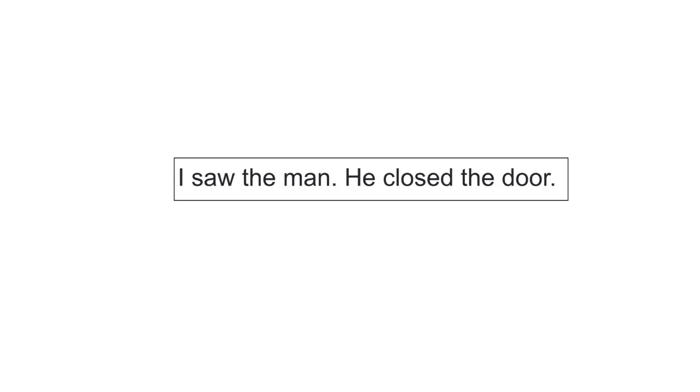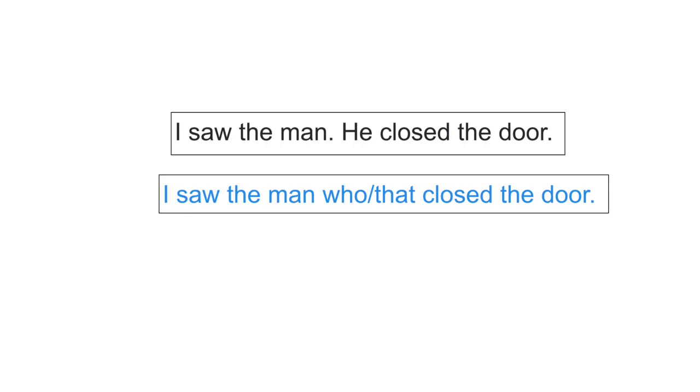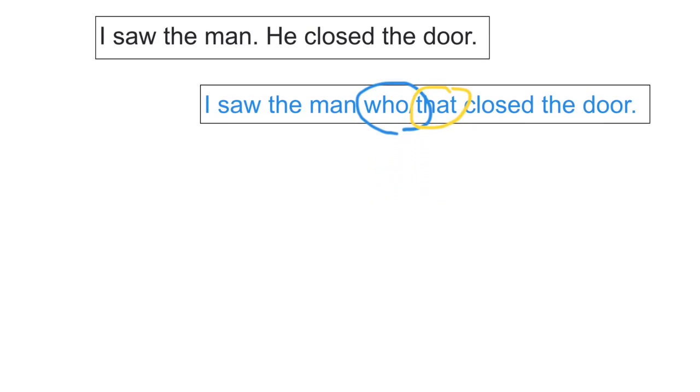Now, we'll combine these two sentences and we'll use the second sentence as the adjective clause. He refers to the man, so he is a human subject, so we'll change he into who or that. The sentence will be, I saw the man who closed the door, or I saw the man that closed the door. Now let us continue to another example.